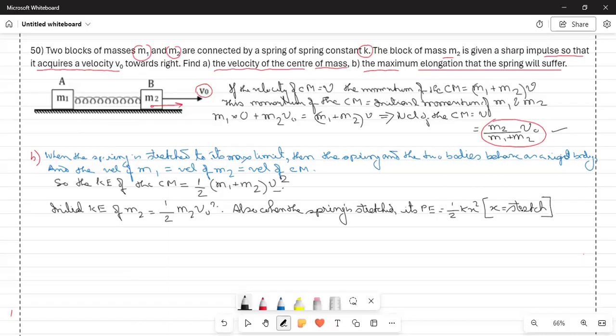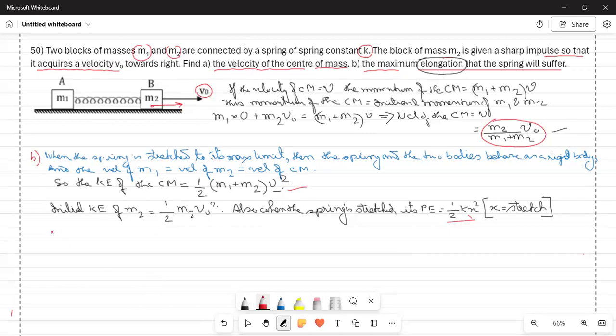X is the length by which it has been stretched, or elongation. The X is the elongation that we have to find out. I repeat here once again, when the spring is maximum stretched, then there are two elements of energy. One is the potential energy of the spring, and second is the kinetic energy of the center of mass. And the sum of these two must be equal to the kinetic energy of the body M2 due to its velocity v0.